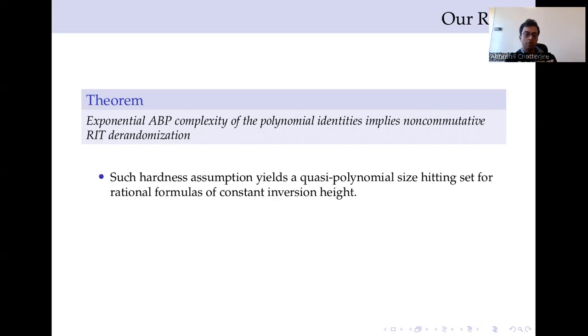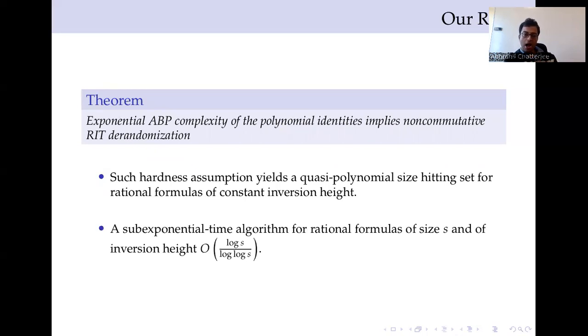So more precisely, what we show is that the same hardness assumption would give you a quasi-polynomial size hitting set for rational formulas of constant inversion height. And for rational formulas of size s and inversion height log s by log log s, we get a sub-exponential time algorithm. So just recall that for a rational formula of size s, the inversion height is bounded by order log s. So it captures almost the entire class of rational formulas.